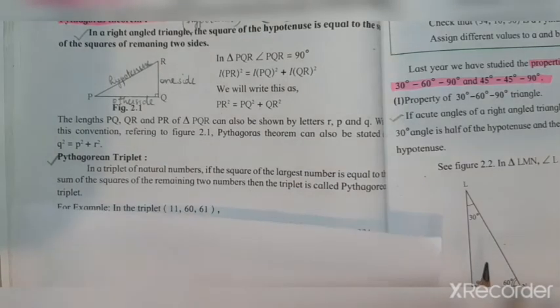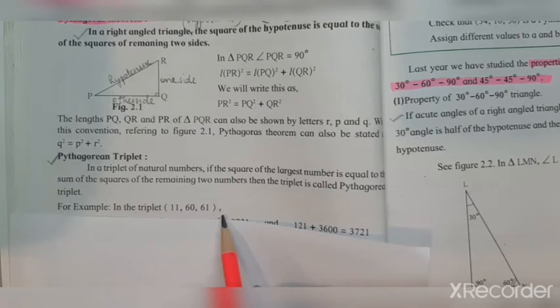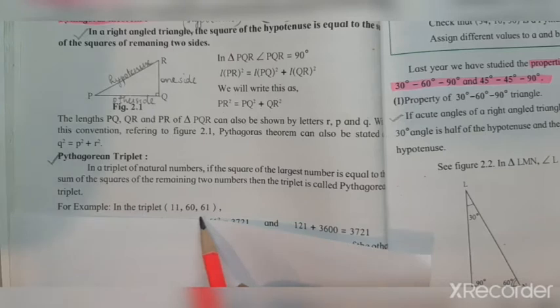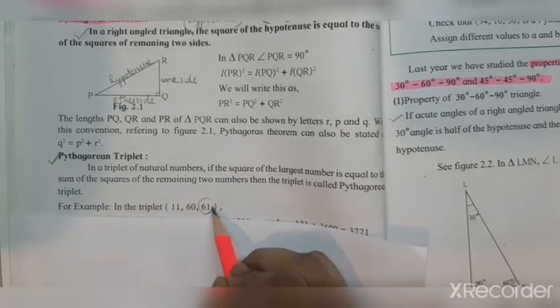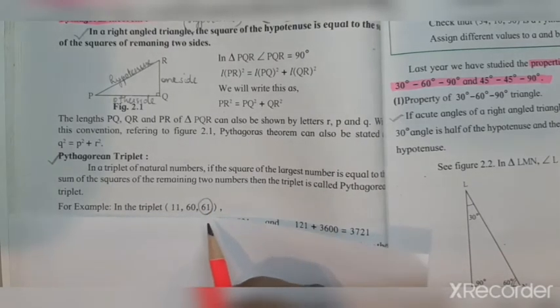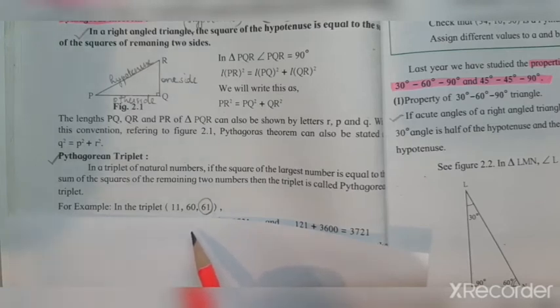So the meaning is, given any three natural numbers, from these three numbers we take the largest number. So here 11, 60 and 61. From this, the largest number is 61. So the square of the largest number should be equal to the sum of the squares of the other two numbers. So basically we are using the Pythagoras theorem here, because in Pythagoras also hypotenuse square is equal to one side square plus other side square, and hypotenuse square is the largest side square.